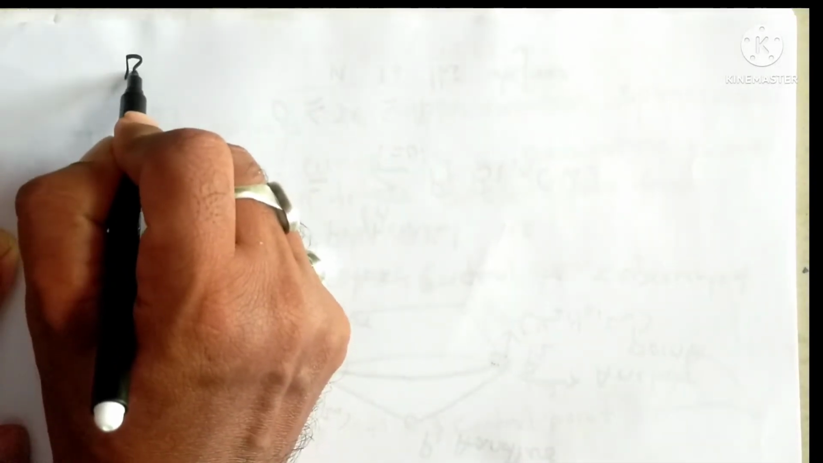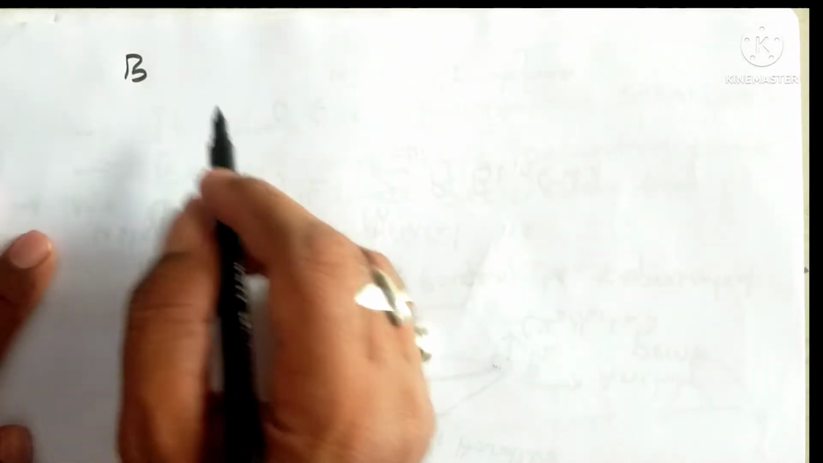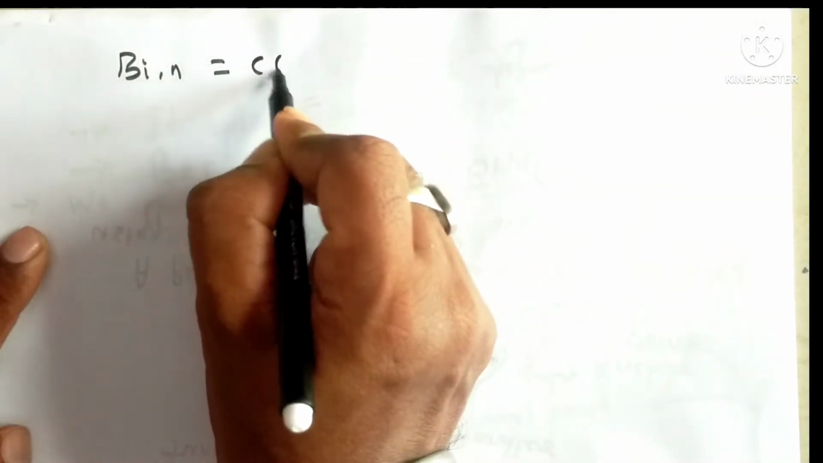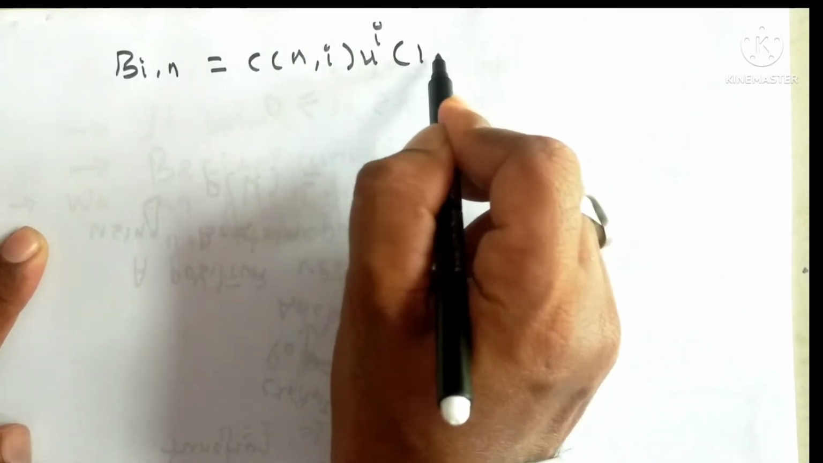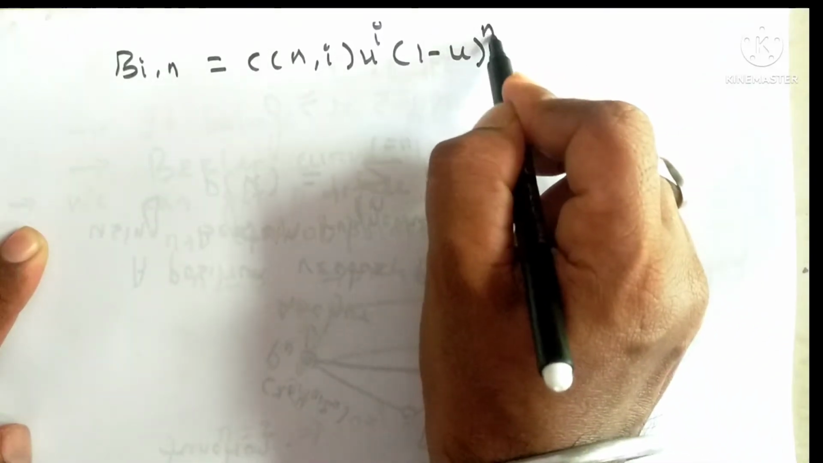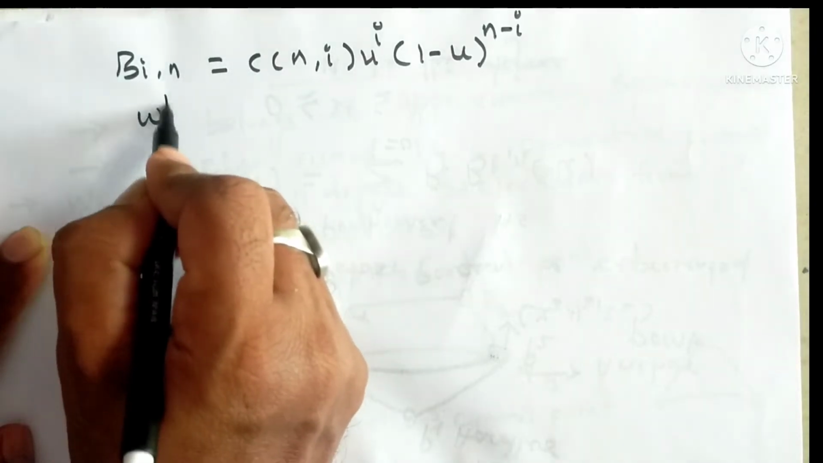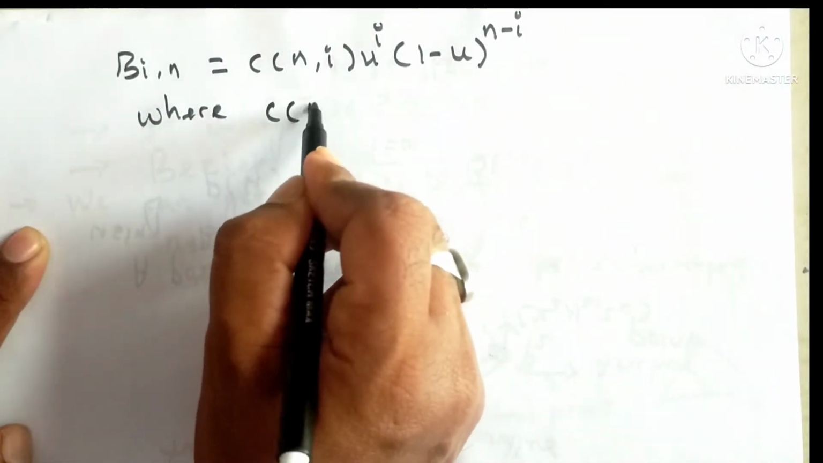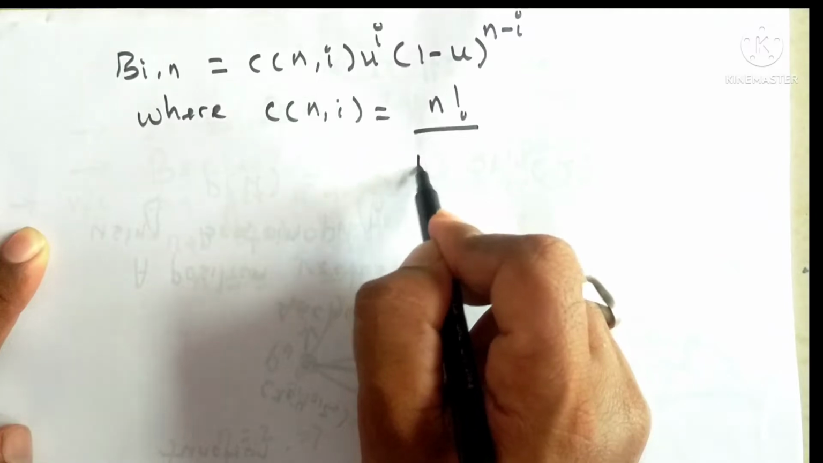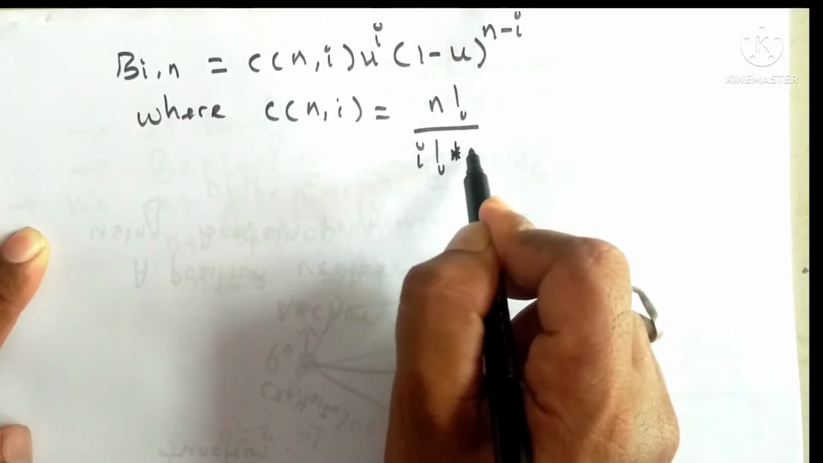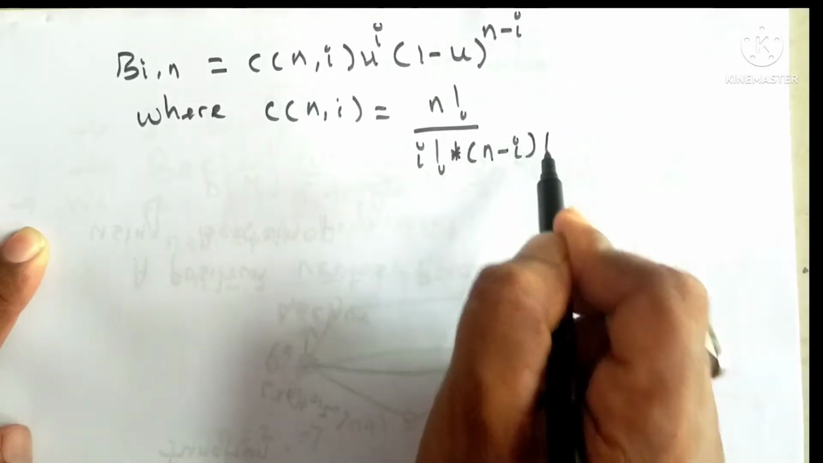And the basis function B, which you call the Bernstein polynomial, can be represented as B i,n equals C(n,i) u to the power i times (1 minus u) to the power n minus i, where C(n,i) is the binomial coefficient, that is n factorial divided by i factorial multiplied by (n minus i) factorial.